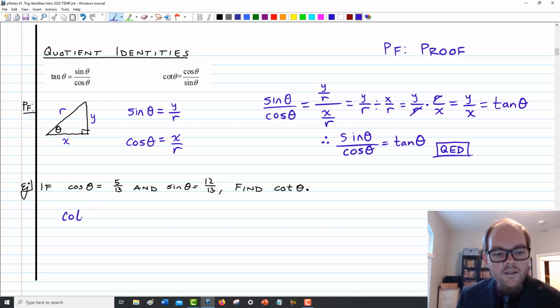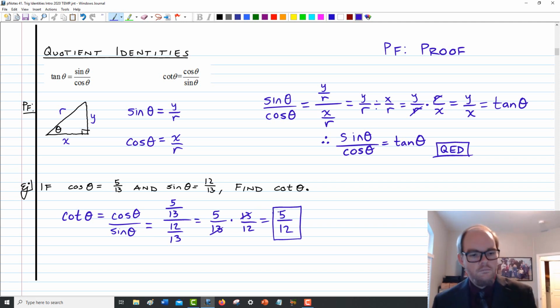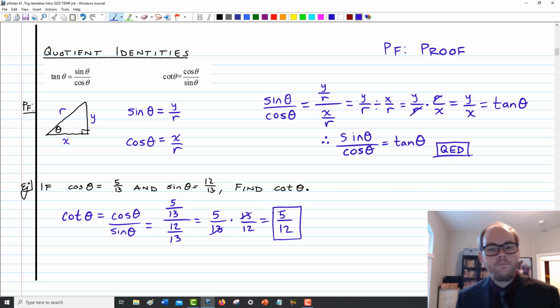Let's take advantage of the fact that we've just established this quotient identity, which says cotangent of theta is equal to cosine of theta over sine of theta. Having done that, we can make our substitution. It says cosine is 5/13, and it says sine is 12/13. From there, we get 5/13 times the reciprocal, 13/12. The 13s undo one another, and that leaves us with 5/12. So we now know the cotangent of theta, given that information.